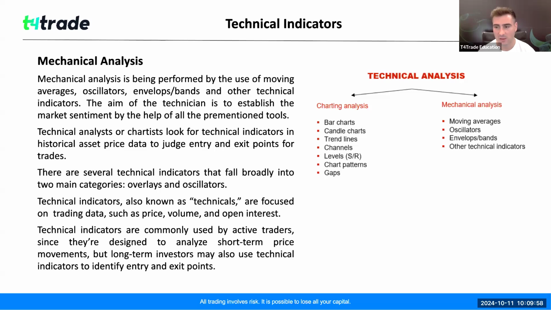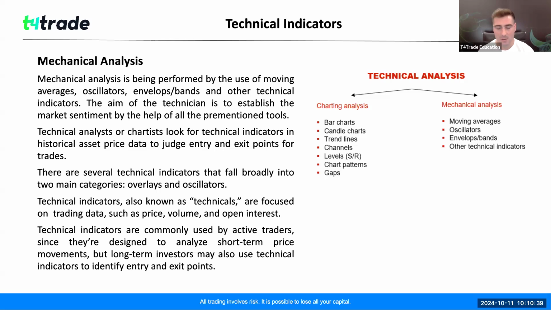Other tools that fall under the mechanical analysis category are oscillators. We have talked about oscillators in the past. RSI is one, moving average convergence and divergence is another one, momentum is another one. Other tools are envelopes and bands. We talked about Bollinger Bands in the last webinar, so trading bands is also another one. Many other different indicators fall under these categories. These are not limited to, and hopefully as we progress throughout this series, we can introduce many others as well and add much more tools to our arsenals.